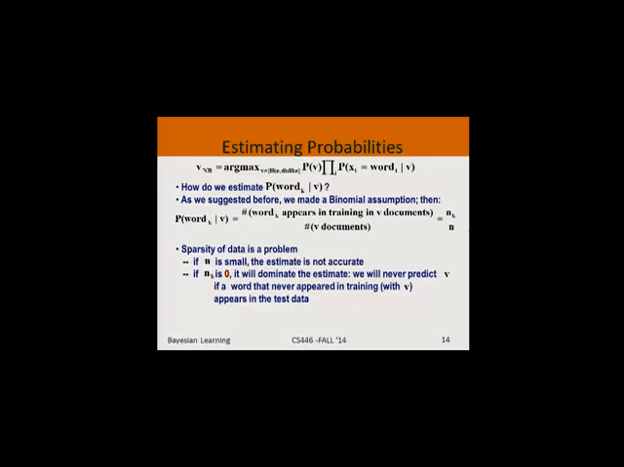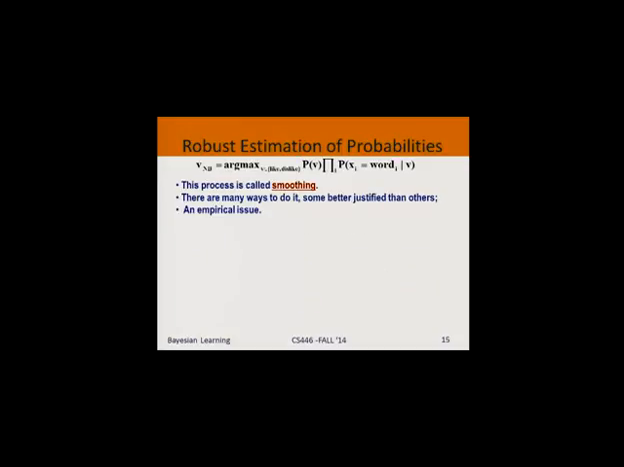And if nk is 0, it will just dominate the estimate. So these two problems occur, and we have to do something about it. This process is called smoothing. Basically, we want to smooth the estimates away from 0. There are many, many ways to do it. The ways to do it often depend on the model that you're using.